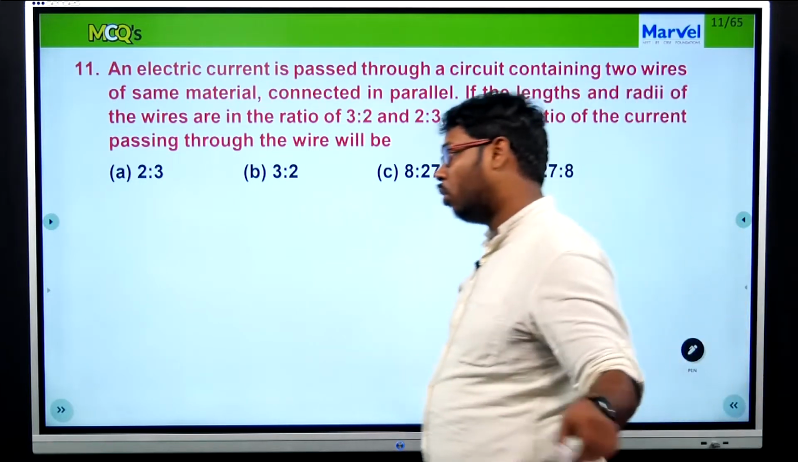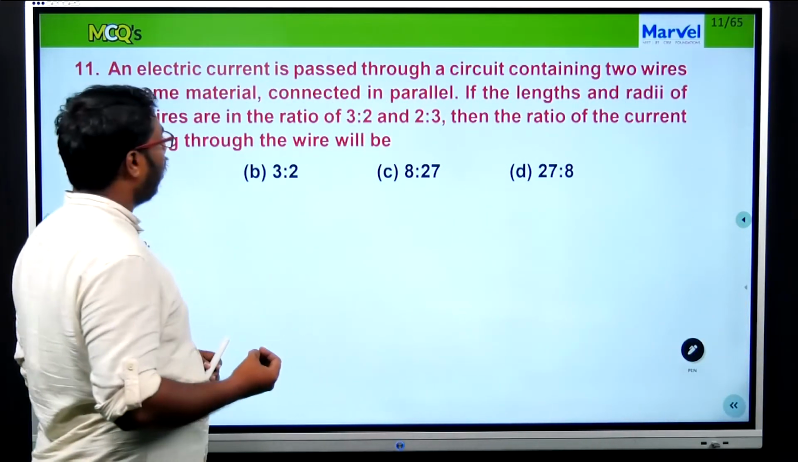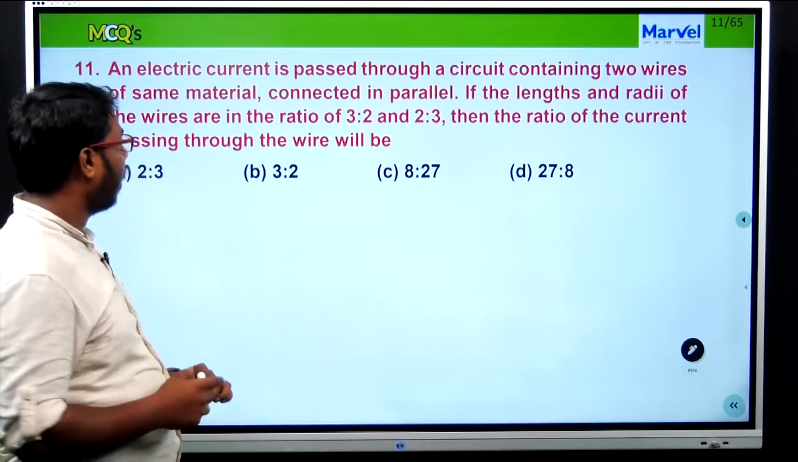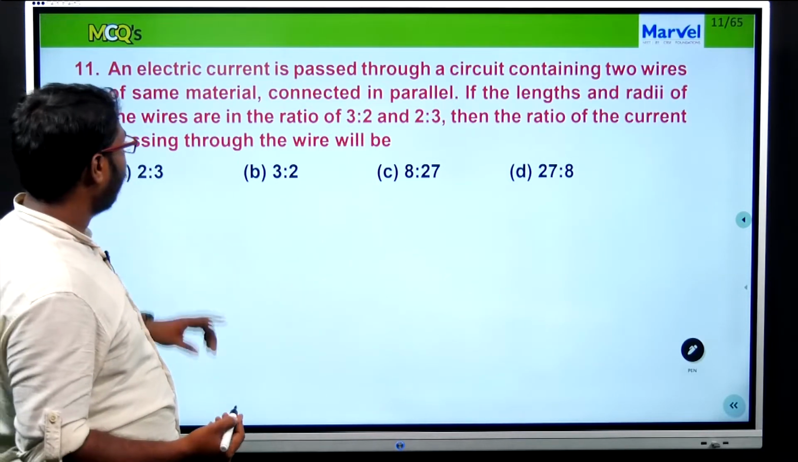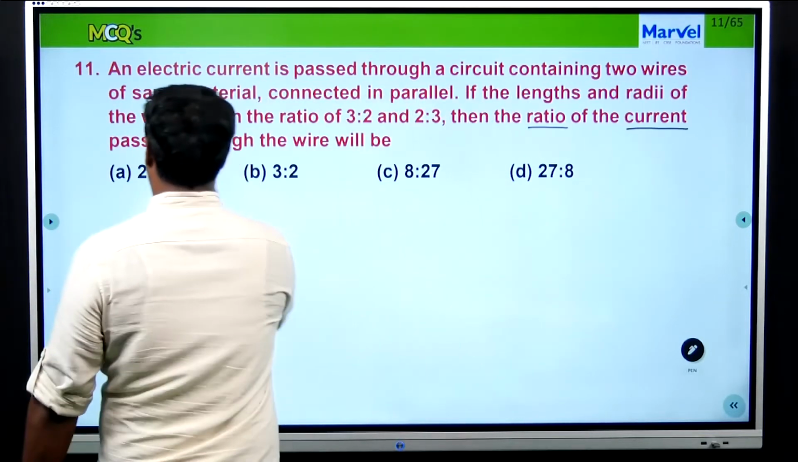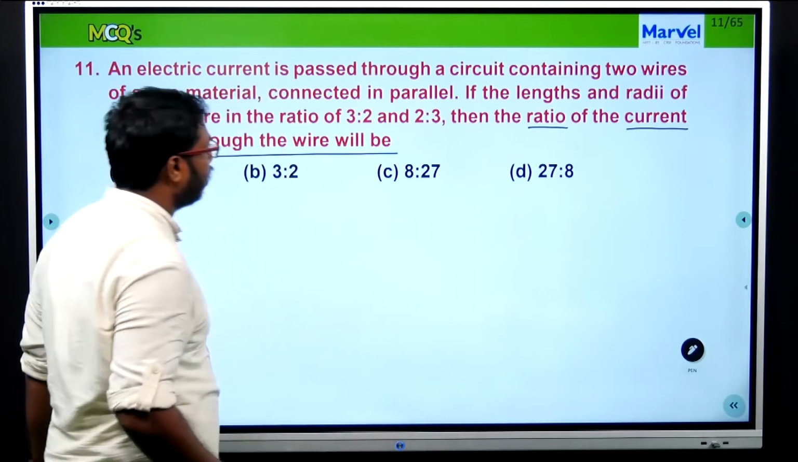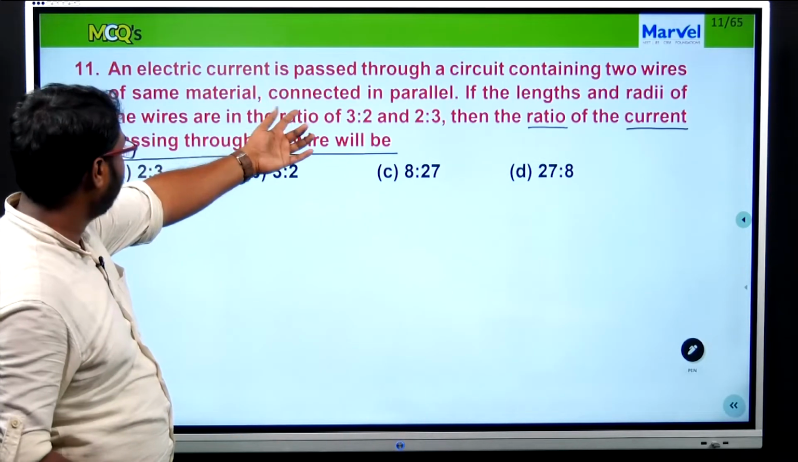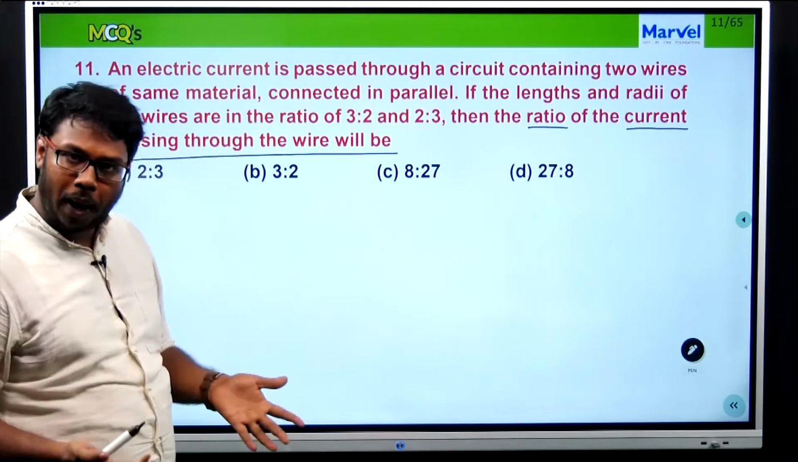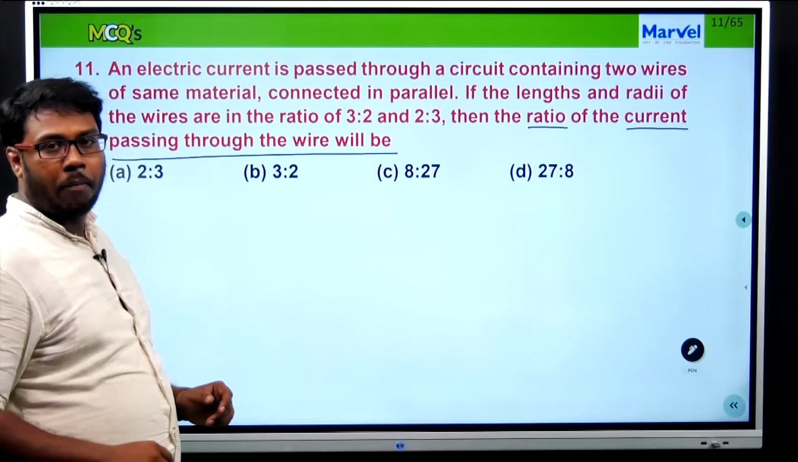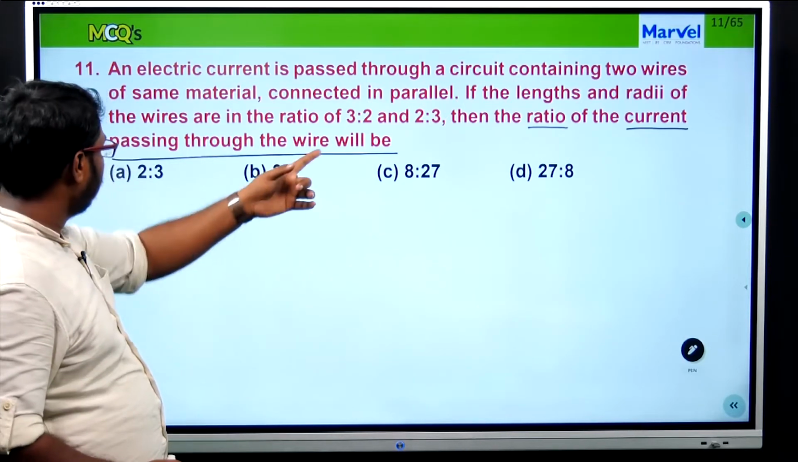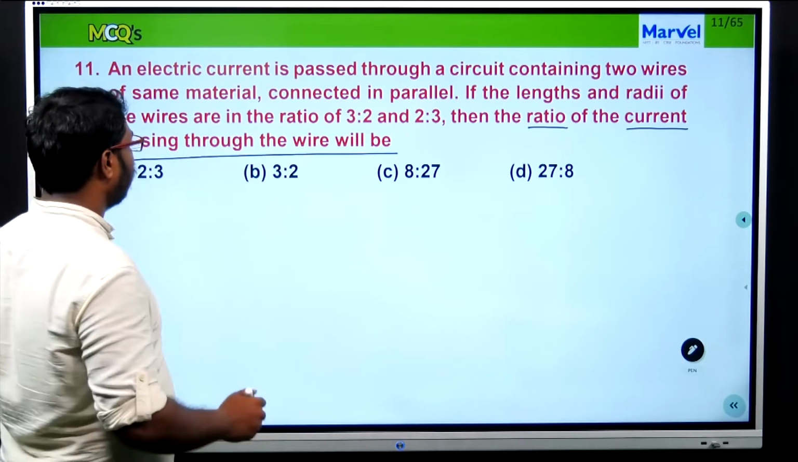So this is going to be a bit, I will not say difficult, a bit tricky. Again, what are we concerned about? We are concerned about finding the current that is passing through the wires. And how are the wires connected? The wires are of the same material and they are connected in parallel. So we have to find the current that is going through them.